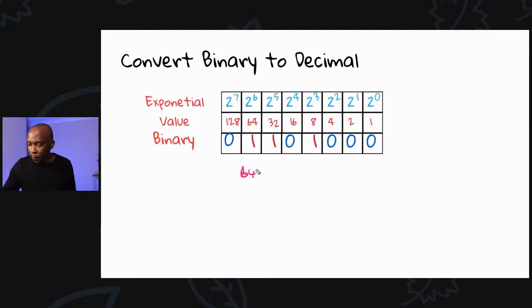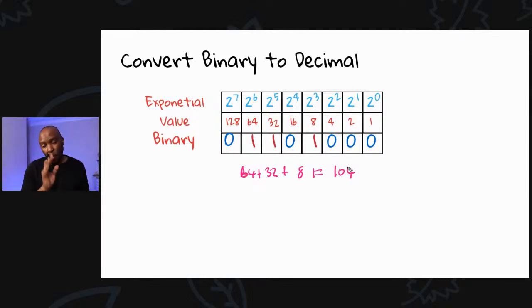64 plus 32 plus 8. Those are our three values, because wherever we have a 1, we're adding. Wherever we've got a 0, we're ignoring. So 64 plus 32 is equal to 96. 96 plus 8 is equal to 104. I hope you got to the same conclusion.